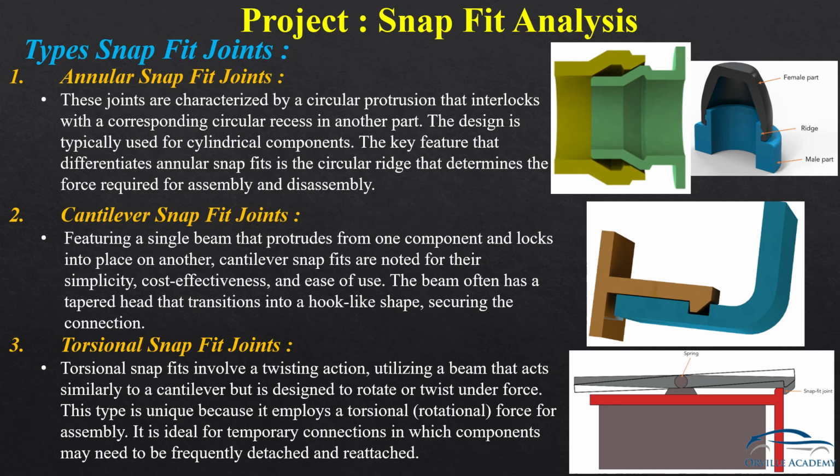Next we have the torsional snap fit joint. Torsional snap fit involves a twisting action utilizing a beam that acts similar to the cantilever beam, but it is designed to rotate or twist under the force. This type is unique because it employs the torsional or rotational force for the assembly. It is ideal for temporary connections in which the components may need to frequently detach and reattach.